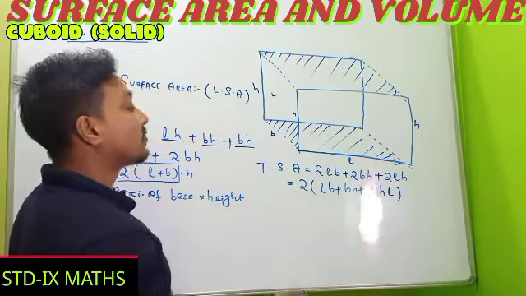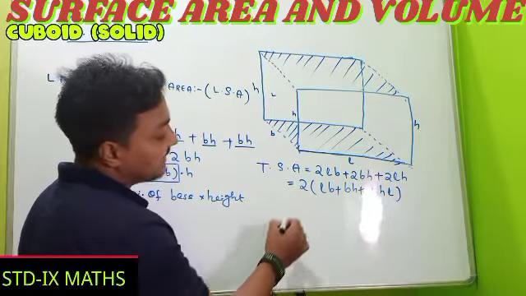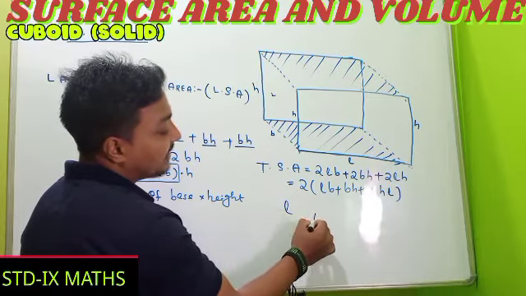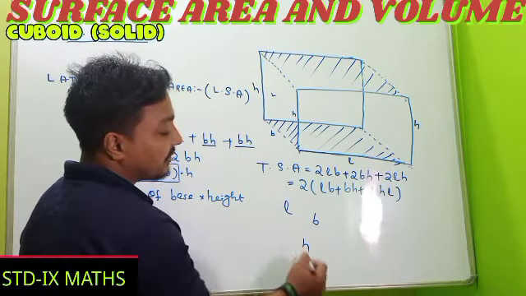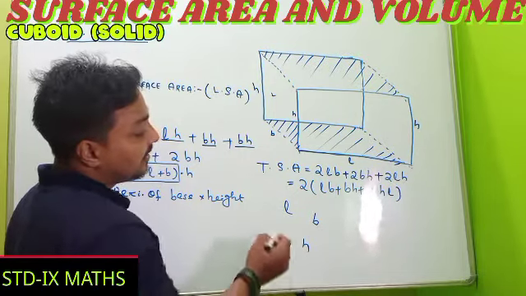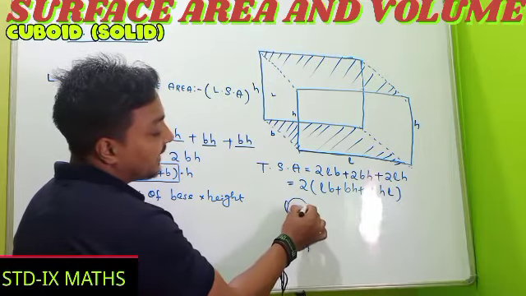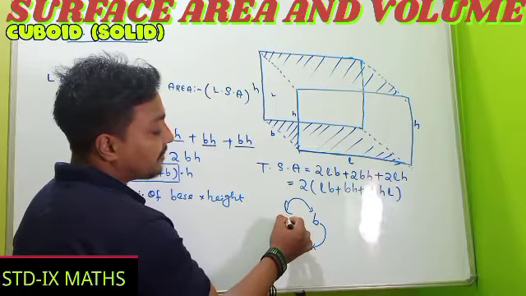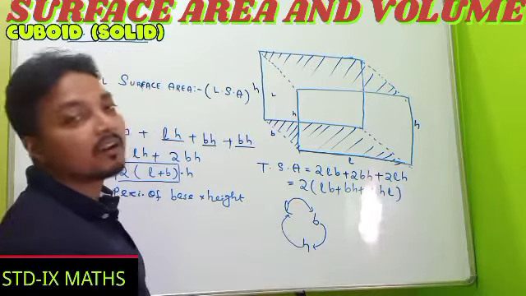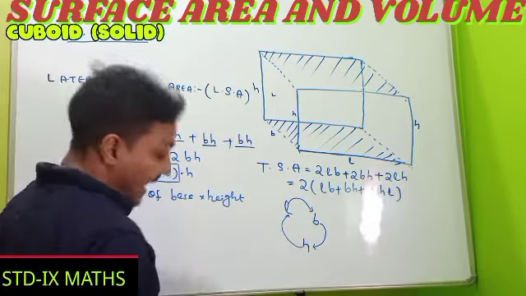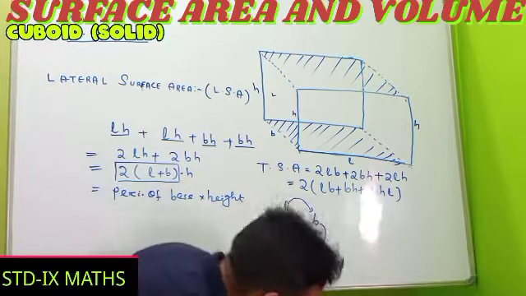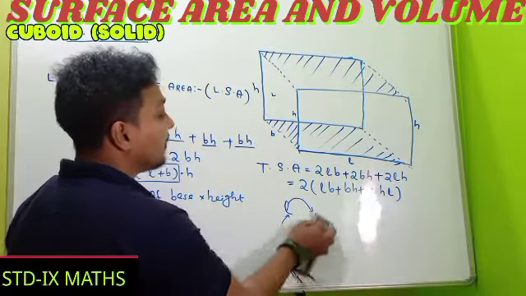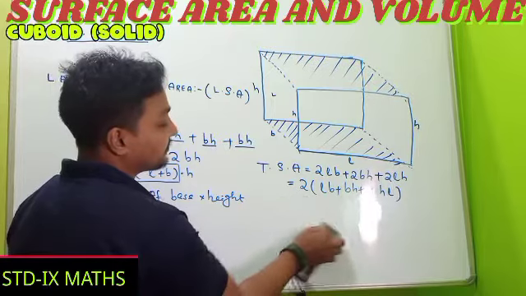So you have to remember it like this: one is our length, another is our breadth, another is your height. Shortcutly remember 2 whole into, within the bracket, LB, then BH, then HL. You have to remember it in cyclic order. And the last one is our volume.